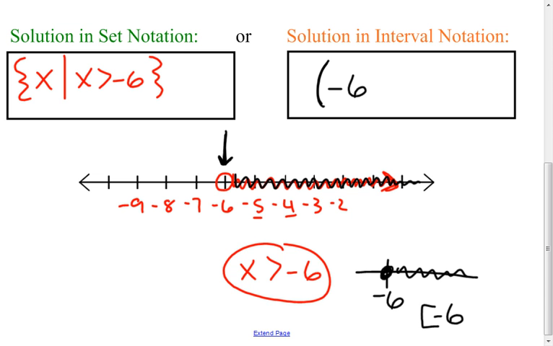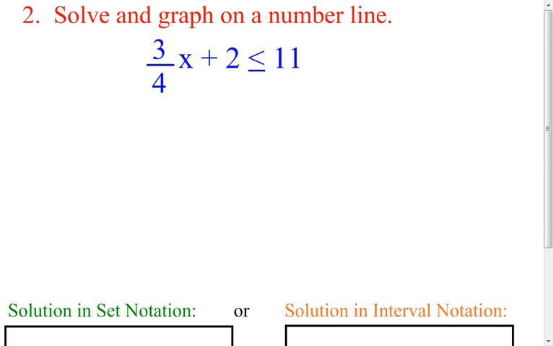As far as this goes, this shading goes on forever and ever. It will never end. So it goes all the way, so I put a comma, all the way to positive infinity. That symbol means infinity. Whenever you're using positive or negative infinity, you close it with a parenthesis because you can never reach positive infinity or negative infinity. There is always a number that is bigger or smaller than it. You never get to that exact destination, and so you close it with a parenthesis. Okay? We'll do a couple more here.